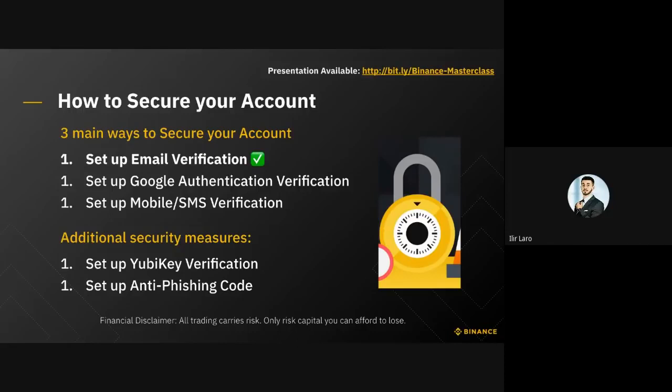You have actually already completed one of the 3 major steps to secure your account. If you registered an account using your email, you would have already set up your email verification code. The next 2 are Google authentication and then mobile SMS. And then I'll also touch on additional security measures such as the YubiKey verification and the anti-phishing code as well.